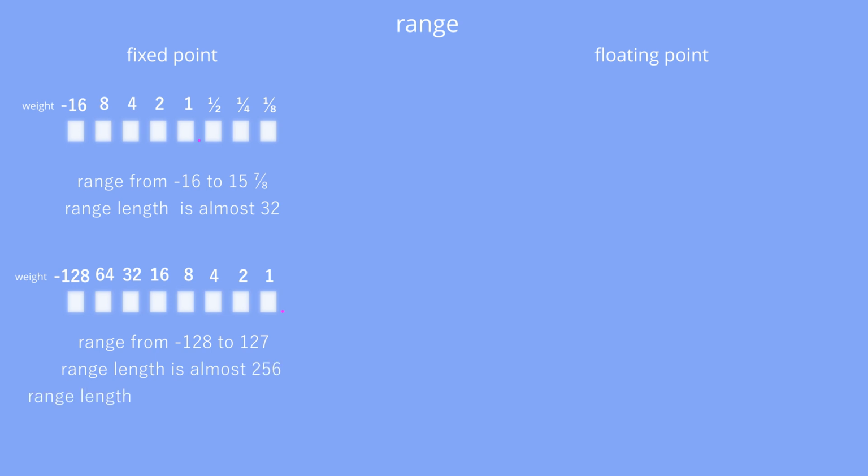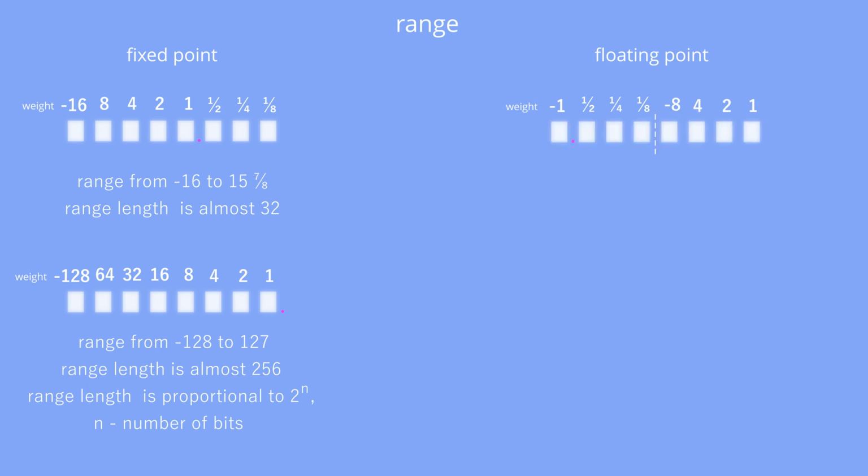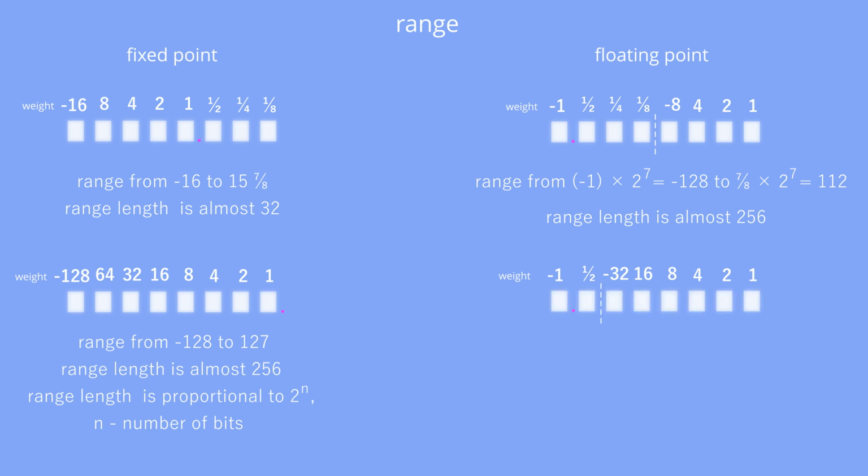In fixed point, range length is proportional to 2 to the power of n, where n is the number of bits. Let's consider two examples of floating point notation with different distributions of bits between mantissa and exponent. In the first example, we have 4 bits for mantissa and 4 bits for exponent. Here range is from -1 times 2 to the power of 7, or -128, to 7/8 times 2 to the power of 7, or 112. Range length is almost 256.